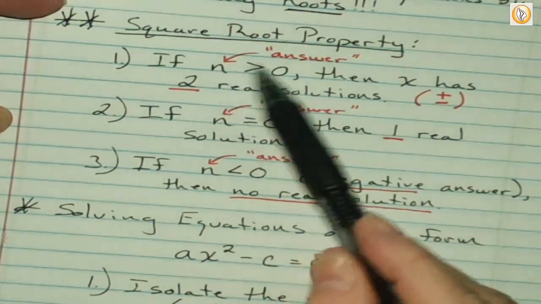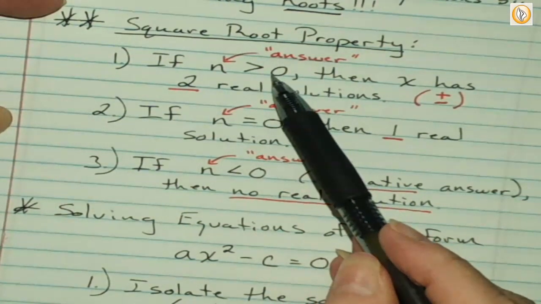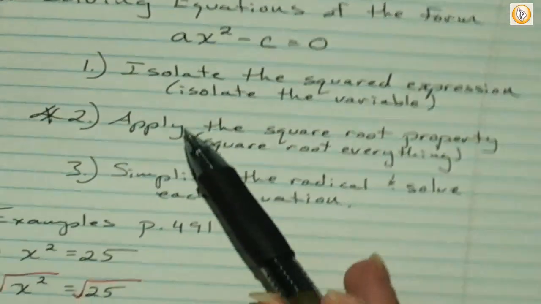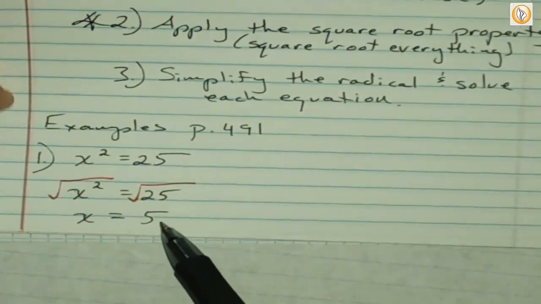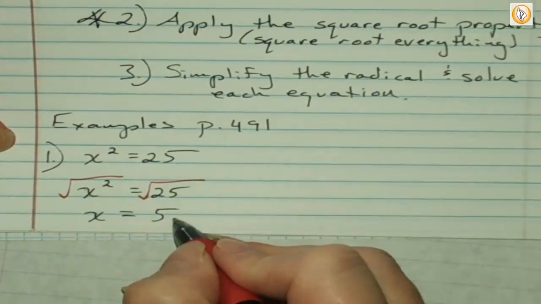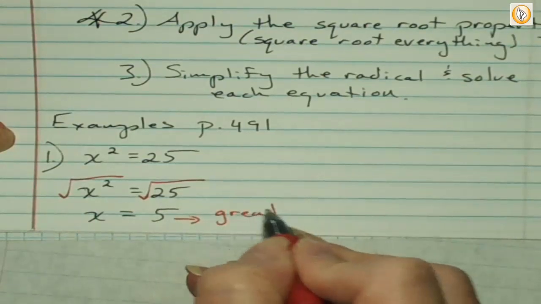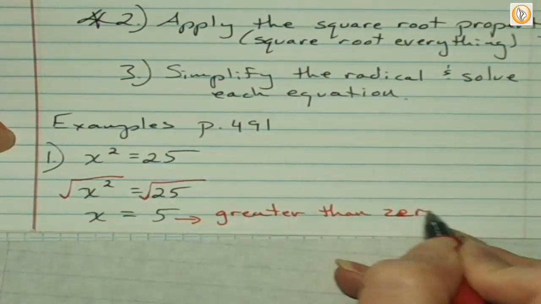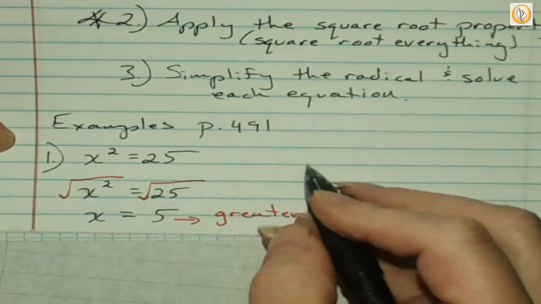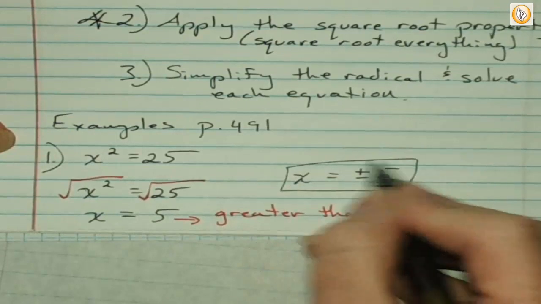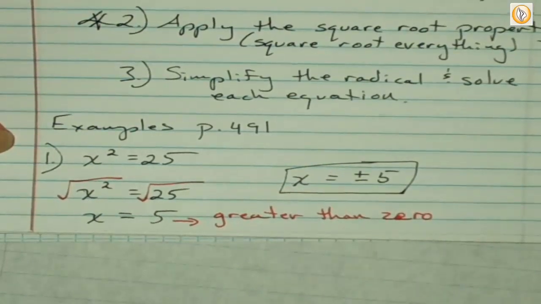Go back up here. If the answer is greater than 0, then there's 2 answers, positive and negative. Is this answer greater than 0? Yes. So therefore, I'm going to say greater than 0. Therefore, your answer is x equals plus minus 5. That's what you're doing today.